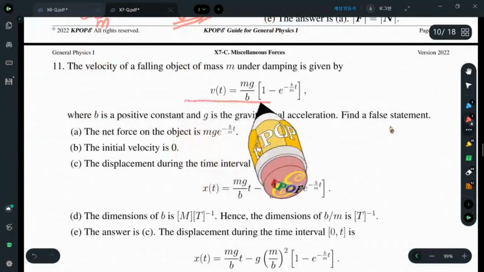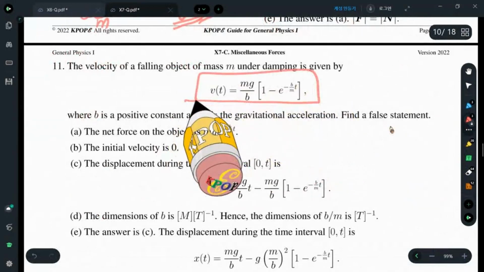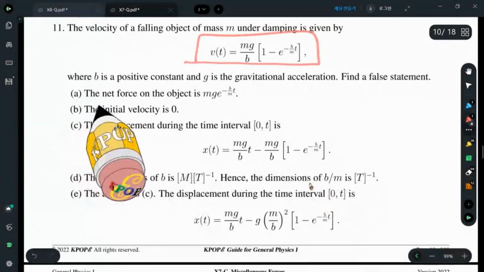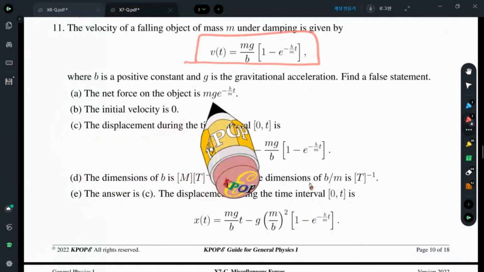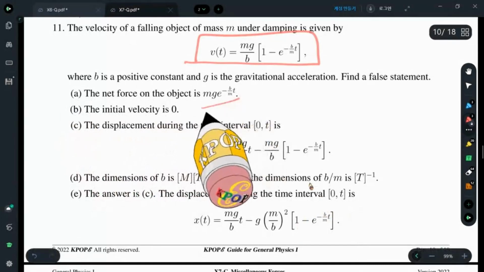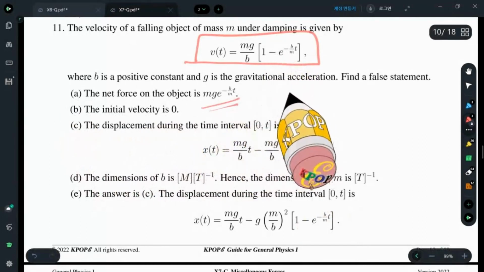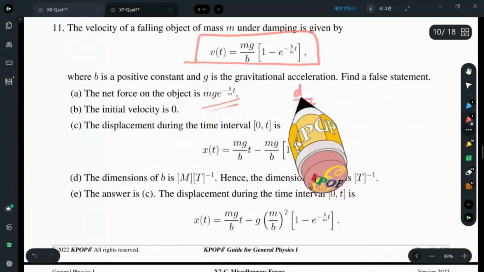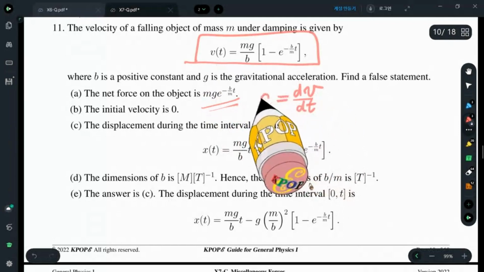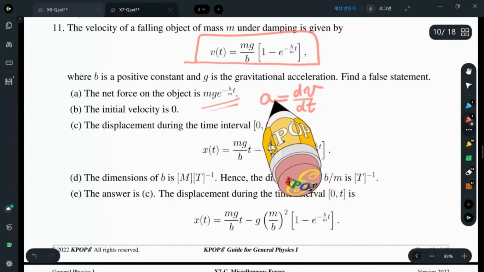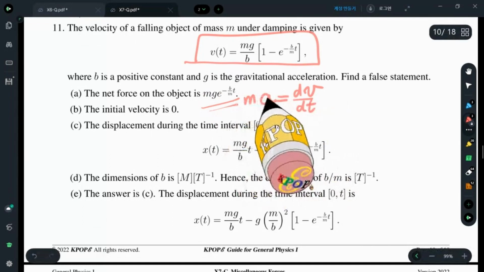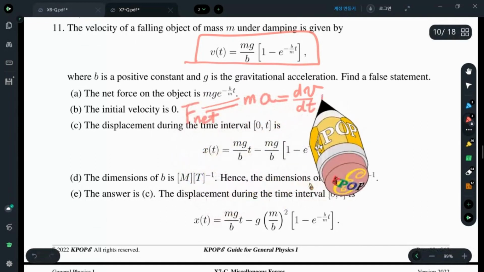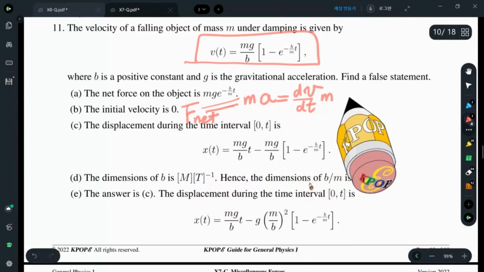This one, we already solved this problem. The net force on this object is, if I know the velocity, then we take the time derivative to find the acceleration and multiply this by mass, then I can obtain the net force. So this will be the answer.